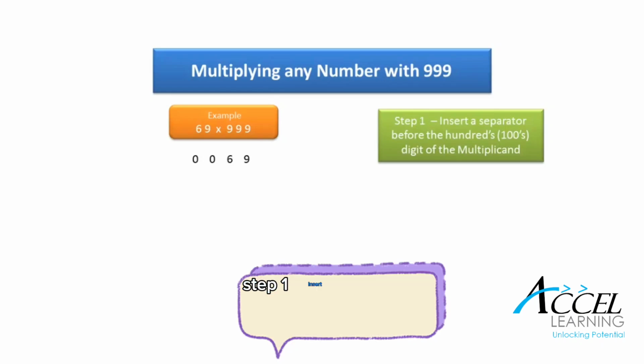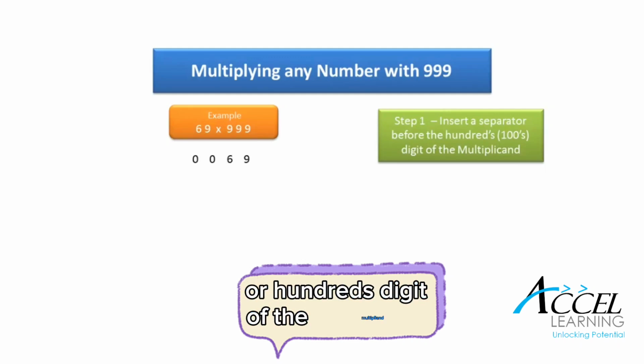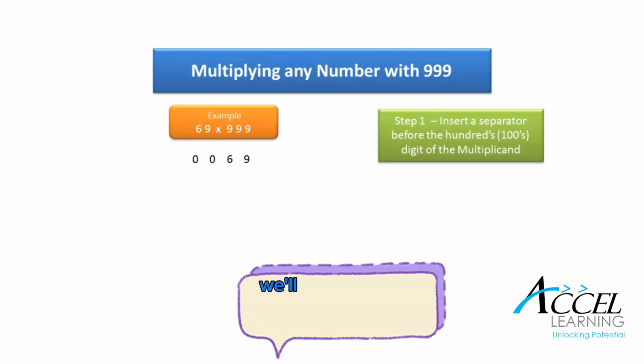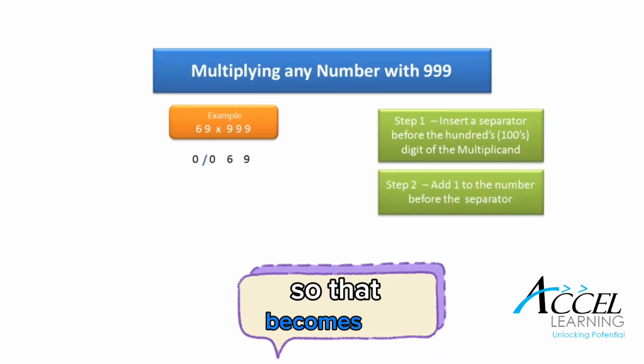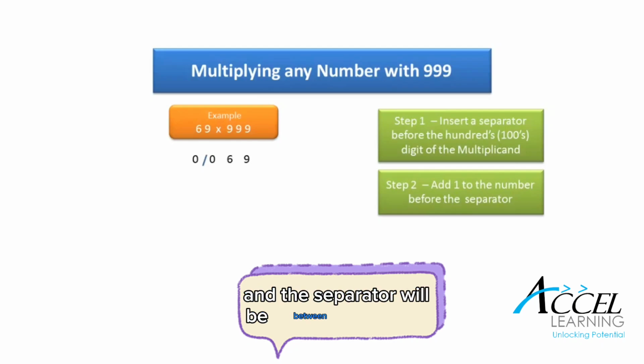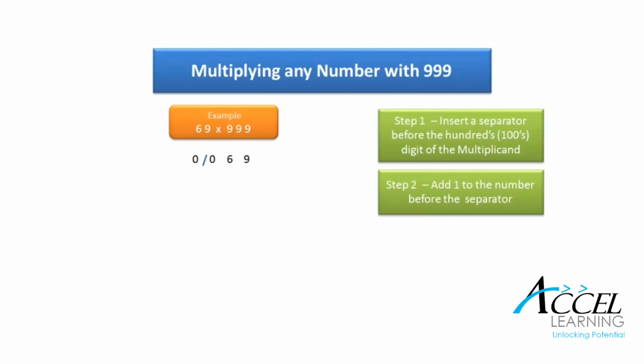Step 1. Insert a separator before the hundreds place or hundreds digit of the multiplicand. So since 69 is only a two-digit number, we'll represent the hundreds and thousands place with 00. So that becomes 0069. And the separator will be between the zeros.